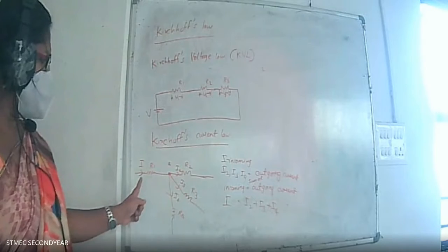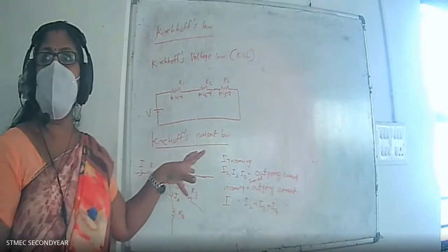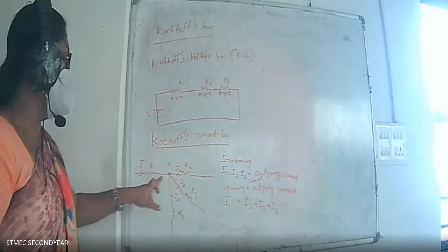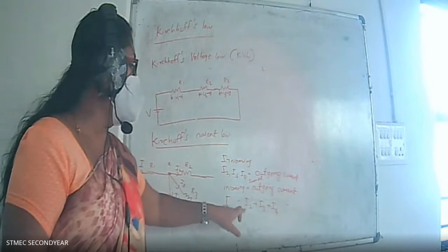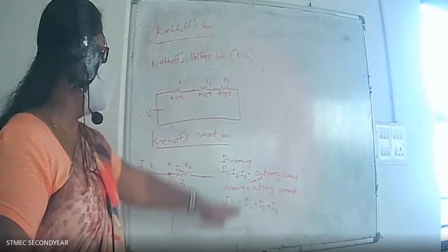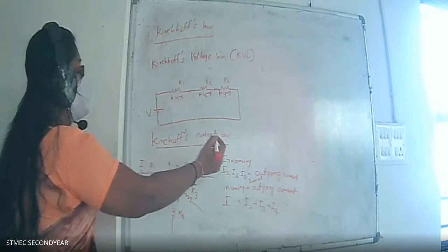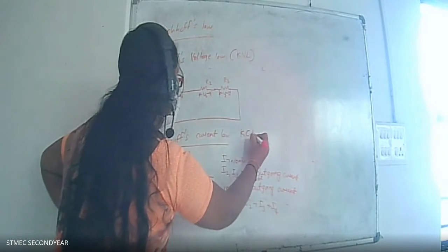So this is Kirchhoff's current law. This is based on the current flowing through the network. Incoming current will be equal to outgoing current, I2 plus I3 plus I4. So this relation you should remember. This is also called KCL.